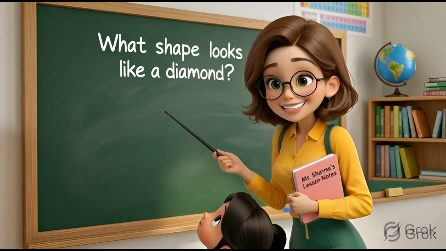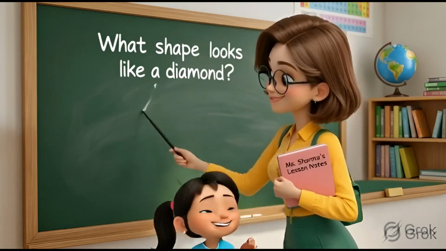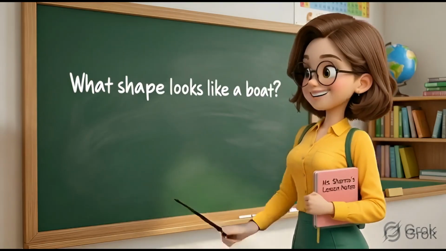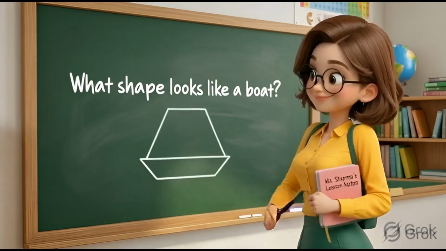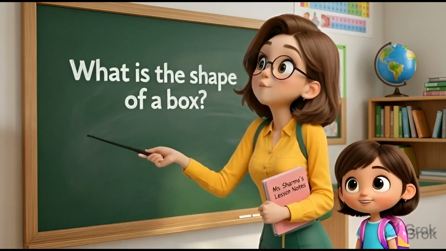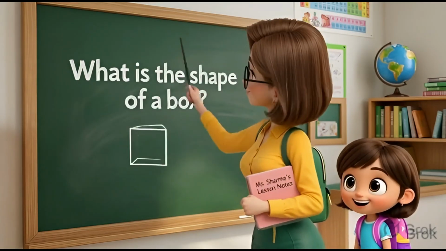What shape looks like a diamond? Rhombus! What shape looks like a boat? Trapezium! What is the shape of a box? Cube!